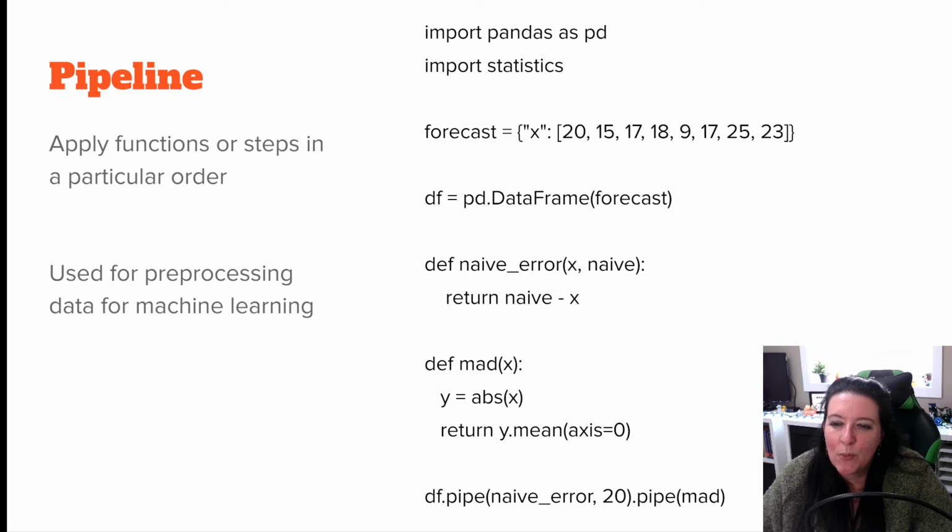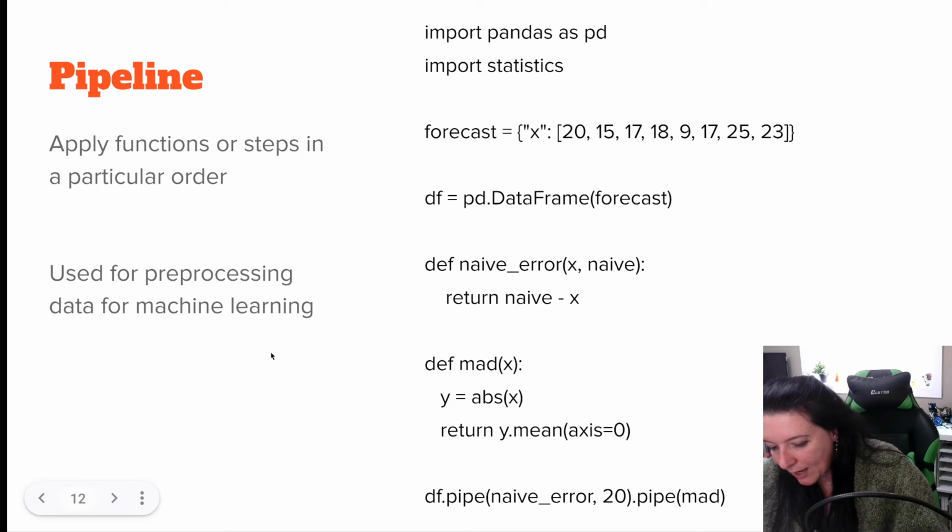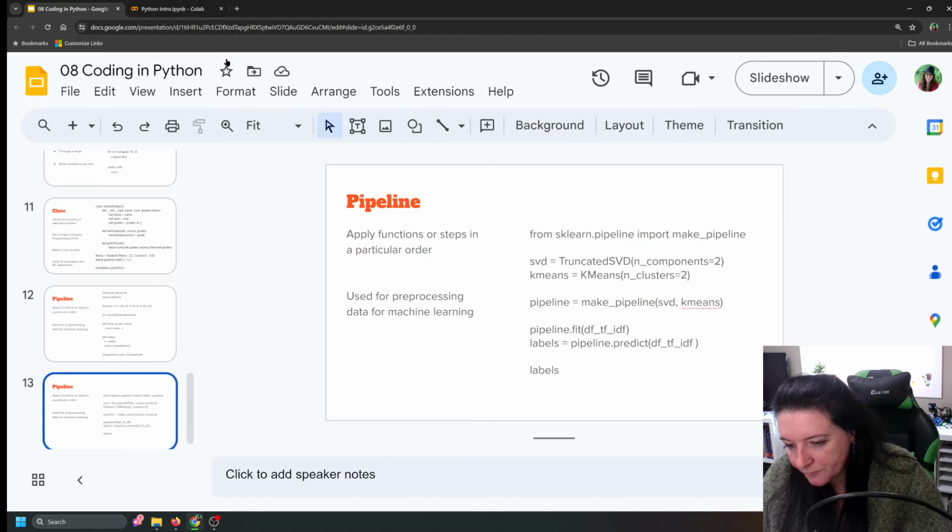So what it's going to do when we do our pipeline is it's first going to calculate the error by taking 20 minus all of those forecasted numbers. Then we do .pipe. So the next step in the pipeline is to take that information that it calculates, that naive minus the forecasted, and then it's going to, from there, find the absolute value and then find the average. So we can take a look at how that works inside our Python code.